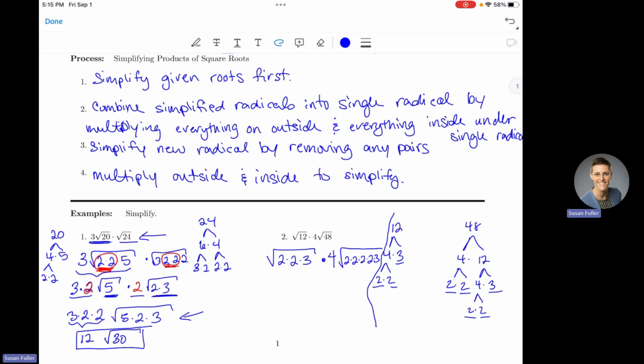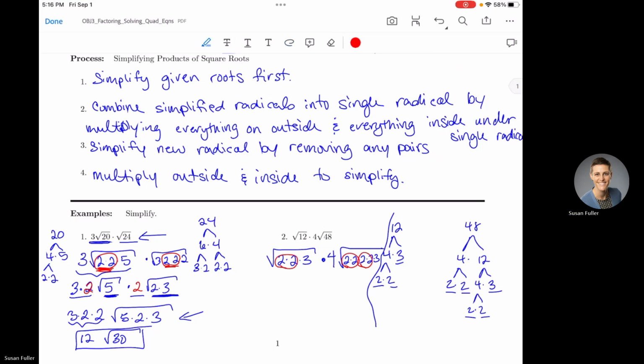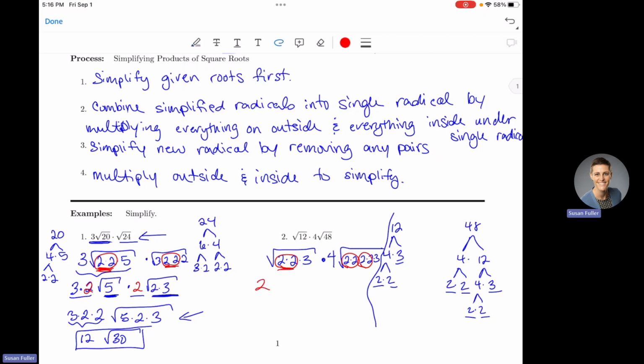Sorry that this is getting a little cramped. Okay, pair time. Here and here and here are my pairs. So when I rewrite this, this pair of 2s makes a 2 out here. And then I have the square root of 3 left. And then I have times 4 over here. This pair of 2s makes a 2. This pair of 2s makes a 2. And I've got the square root of 3 left.